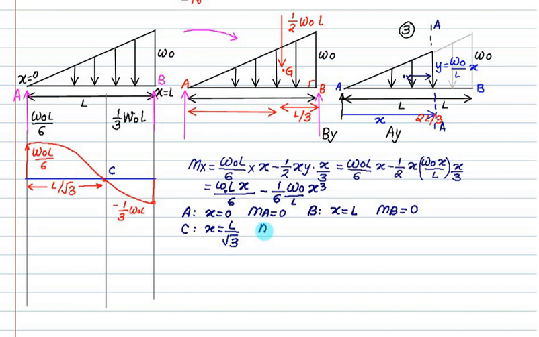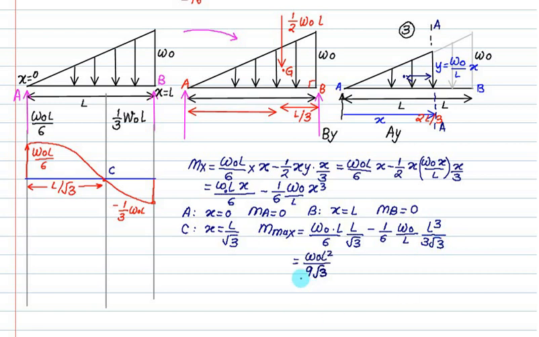And what is this bending moment? This bending moment is the maximum possible value. You have to substitute in this. So this one is W0 multiplied by L by root 3, and this one is 6 minus 1 by 6 W0 by L, x cube is L cube, and the cube of root 3 is 3 root 3. Finally, we got the maximum bending moment at point C. So this is the bending moment at point C, and it is W0 L square by 9 root 3.